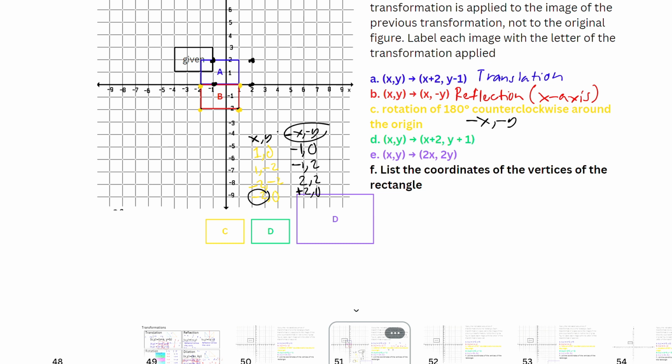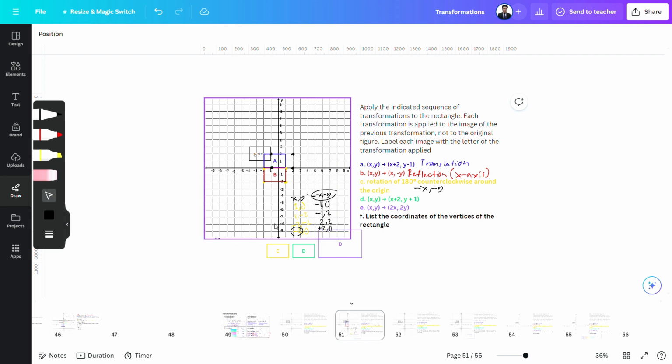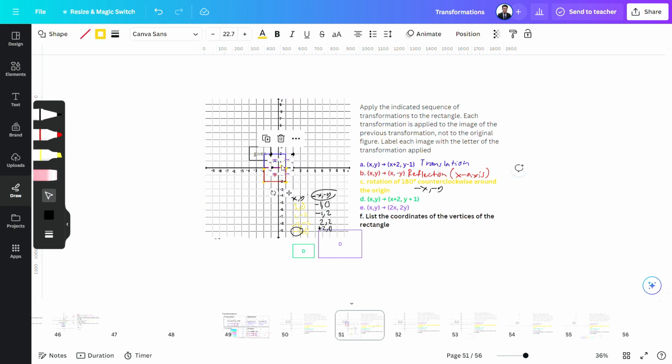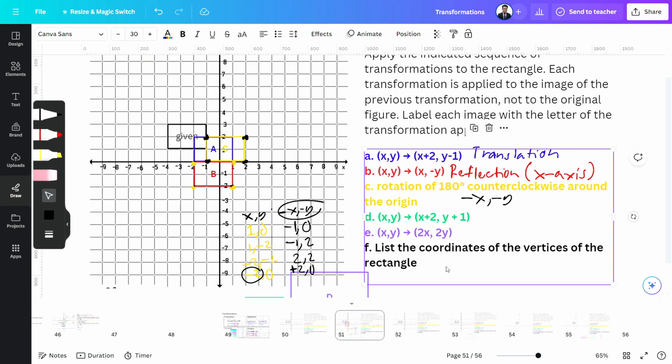That's why when you try to rotate the figure, letter C should be where? It should be here. There you go. That's letter C, after rotation of 180 degrees counterclockwise. Again, take note of the rule: negative x comma negative y.